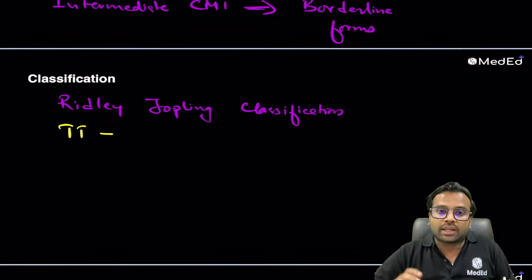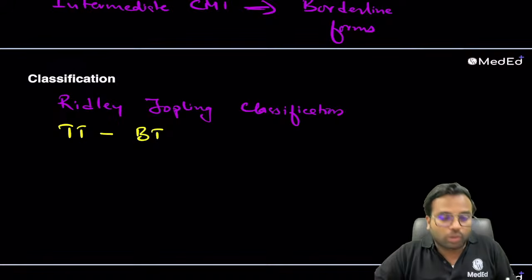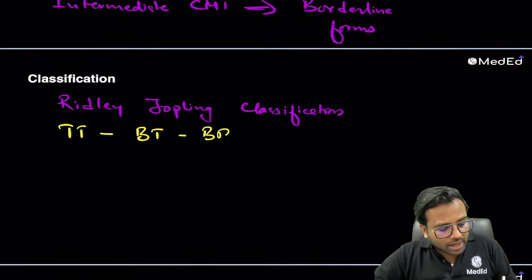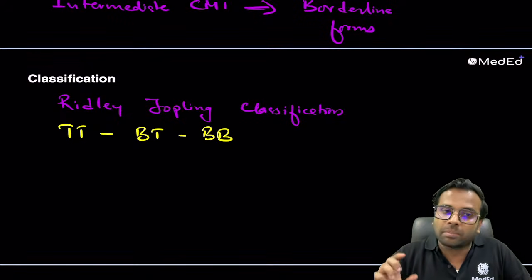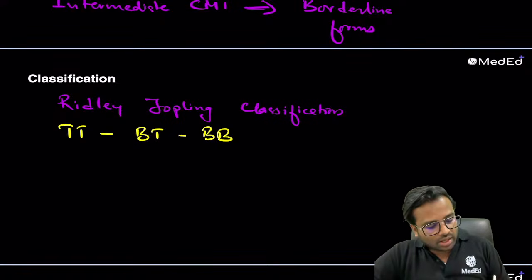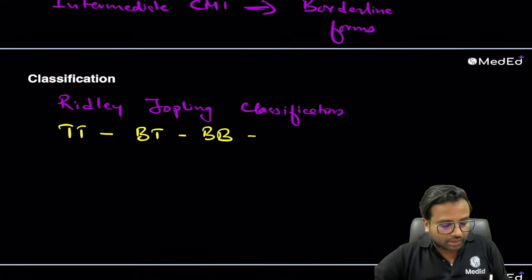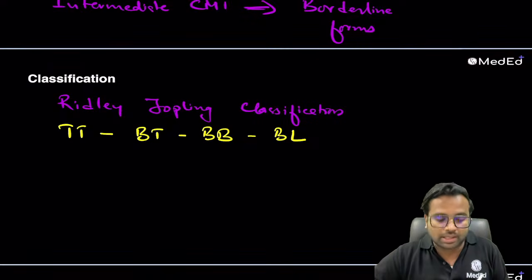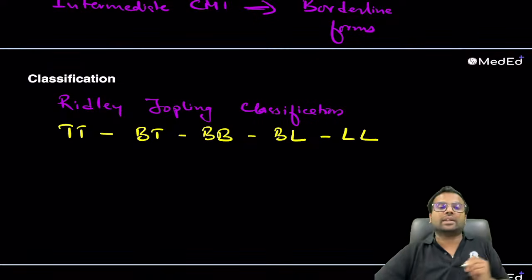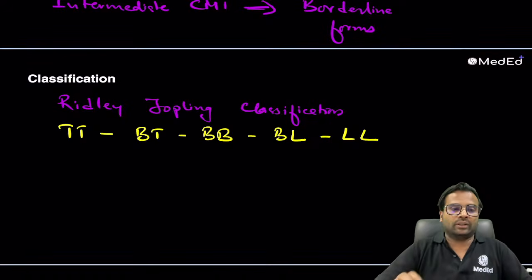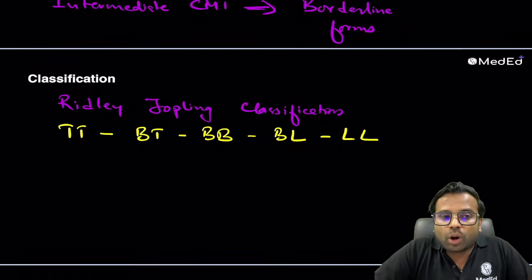Then the patient can be borderline tuberculoid, that is BT type of leprosy. Then BB type, that is borderline type of leprosy. And then the patient shifts into the lepromatous spectrum, like borderline lepromatous, and towards the end the patient will be in lepromatous type of leprosy. So this is the broad classification of Ridley-Joplin.